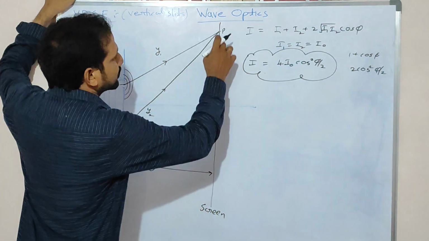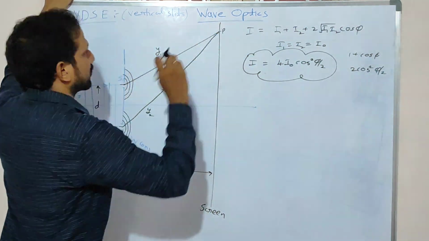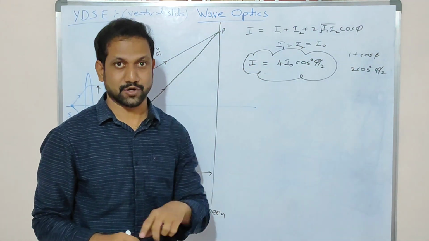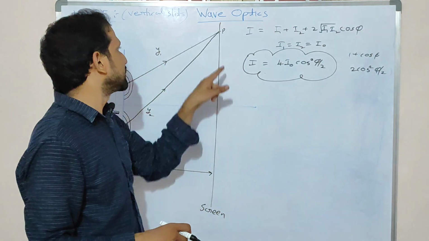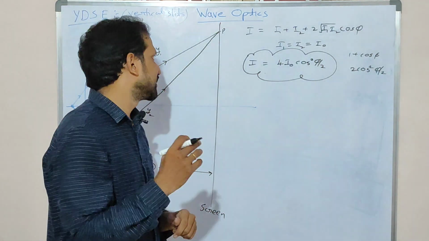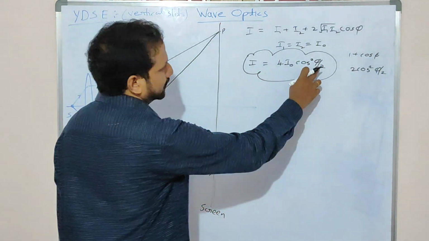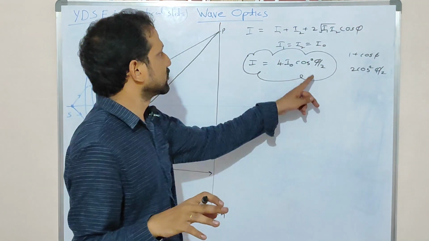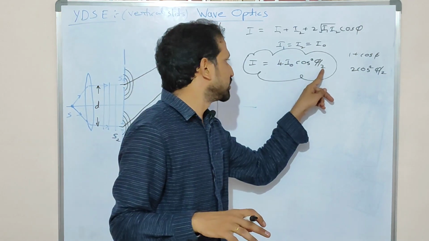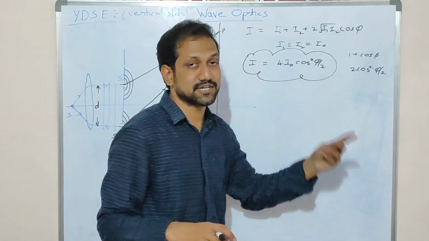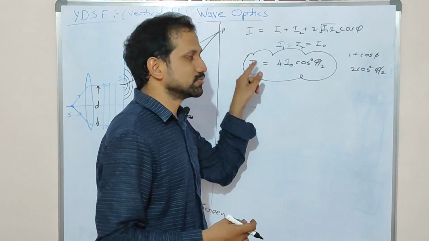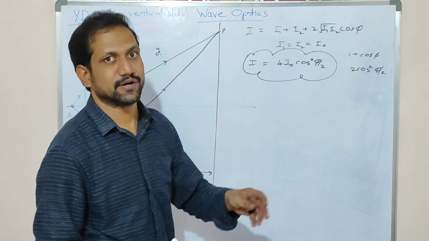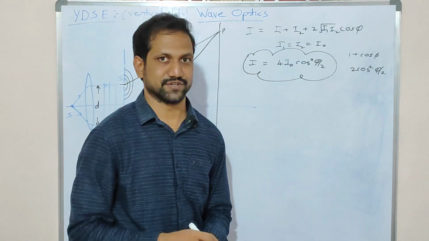But the thing is whether this P has a bright fringe or a dark fringe. Whether at P the intensity is maximum or minimum, or neither maximum nor minimum. How much the intensity is at P is decided by the phase difference. See, it is very clear: if the phase difference is 180 degrees, 180 by 2 is 90, cos 90 value is 0. So intensity becomes 0. If intensity is 0, then it is going to be a dark fringe. The corresponding interference is going to be destructive interference.